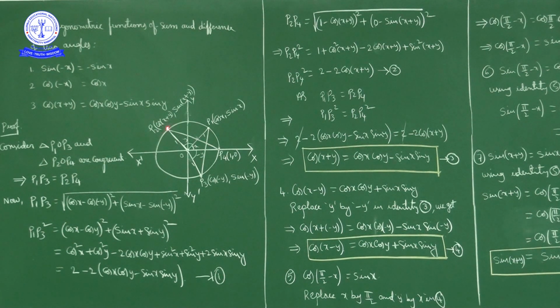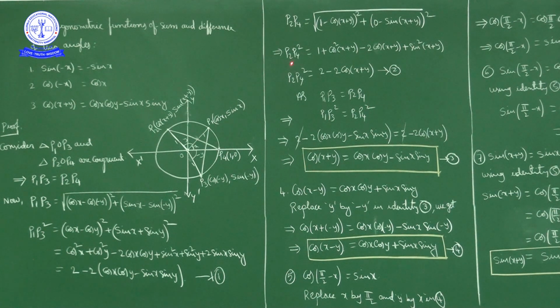P2 is what? (cos(x+y), sin(x+y)). P4 is what? (1, 0). Distance between these 2 points: square root of (1 minus cos(x+y)) whole square plus (0 minus sin(x+y)) whole square. This is P2P4.